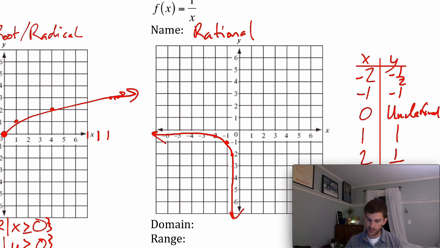On the other side, we had 0 is undefined. We're not going to plot anything at 0. We had 1, 1, 2, 1/2, but we'd also have 1/2, 2. This one has got this similar shape.